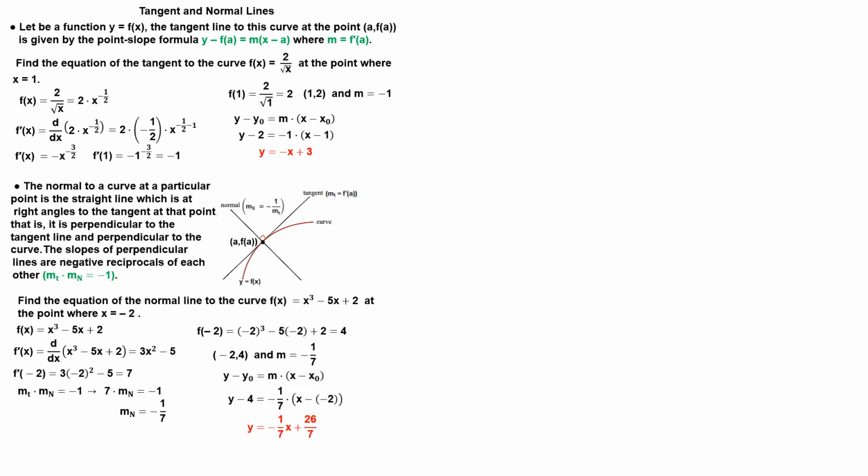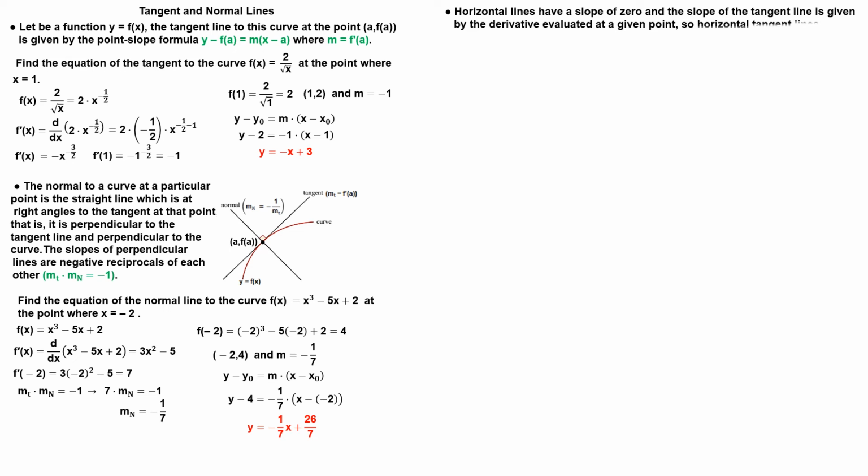There is one more important tangent line: horizontal tangent lines. Horizontal tangent lines are parallel to the x-axis. Horizontal lines have a slope of 0, and the slope of the tangent line is given by the derivative evaluated at a given point. So horizontal tangent lines occur where the derivative is 0, f prime of x equals 0.